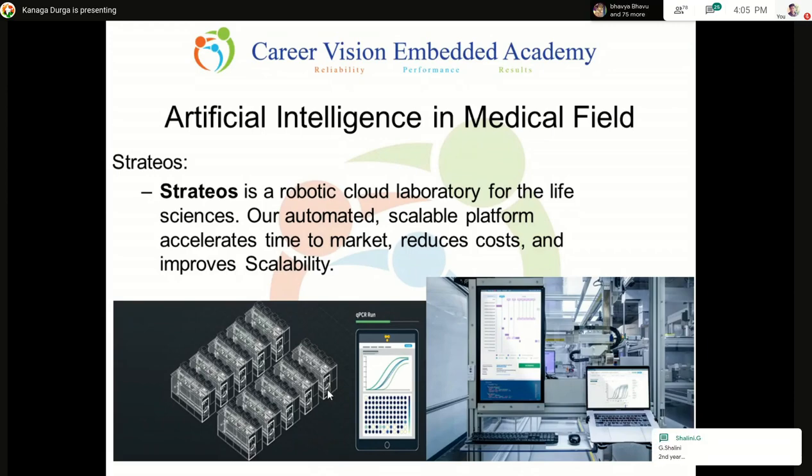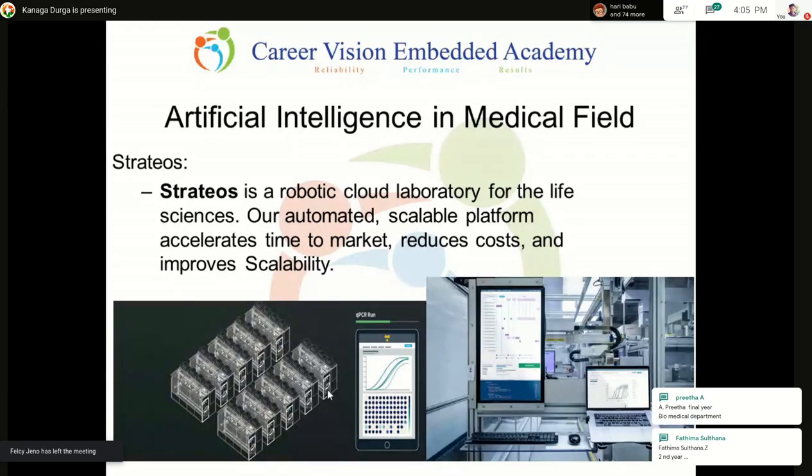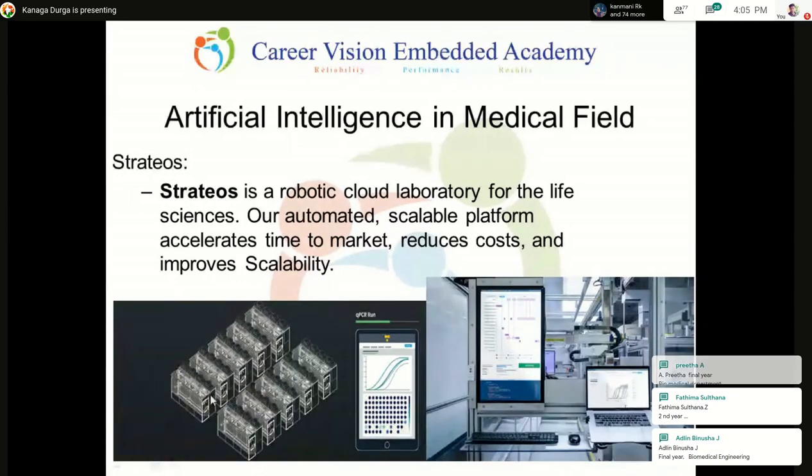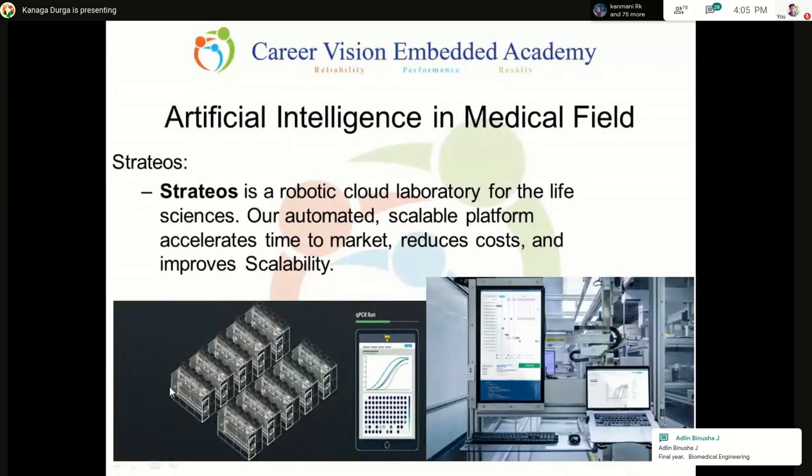From that we can analyze and get our data. In this Stratius, there are about 23 units, 23 boxes. We can see these rectangular boxes over here, right? These are called units.